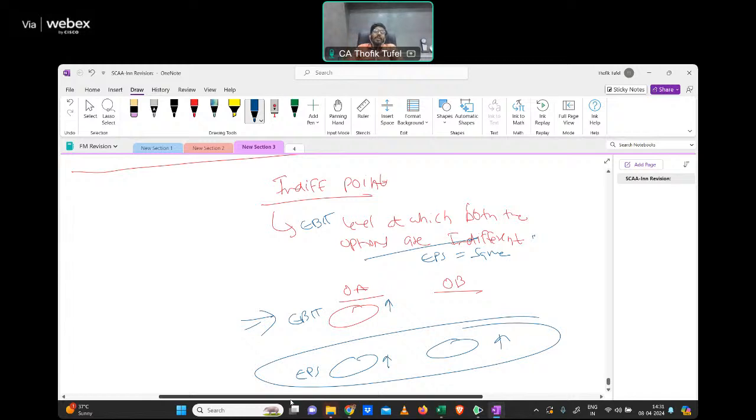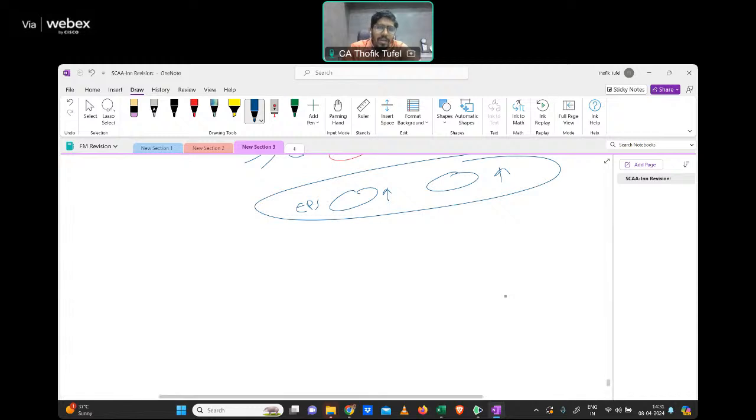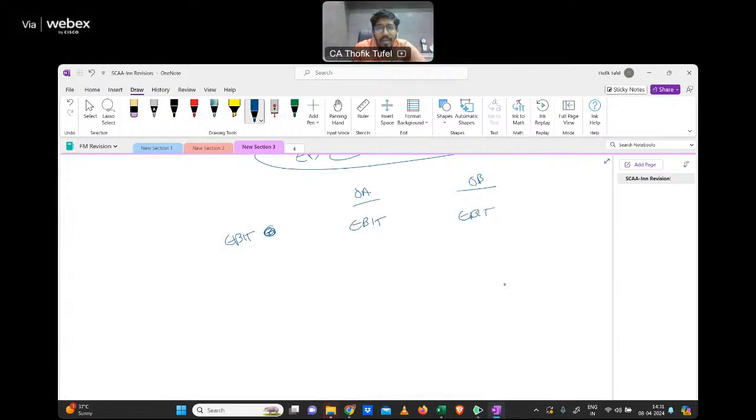So what I should do here is find out this EBIT level. That is the next discussion, and how should I find it out? Take option A and option B. I have EBIT, but I don't know the EBIT, so I'm just keeping it as EBIT here. This should be the EBIT level which is the same for both and gives the same EPS.